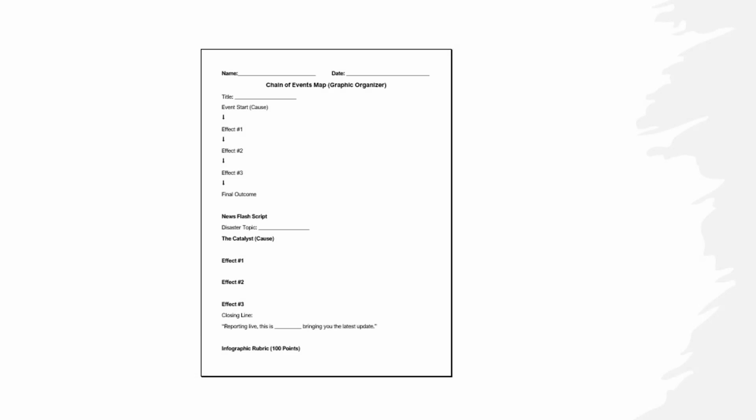Then we're going to end it all with the final slide, which is my infographic rubric, worth 100 points. I'm looking to see if the students explained clearly what we have rehearsed the whole week. I'm looking for them to identify two clear causes, explain three accurate effects, show me a clear cause and effect connection, have an organized visual layout, and use strong supporting details.